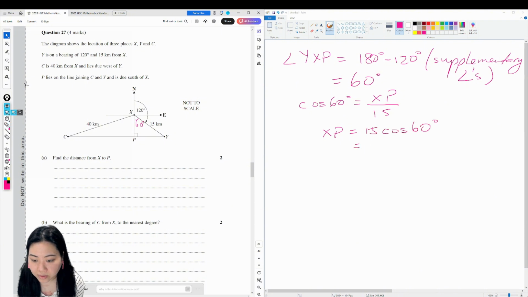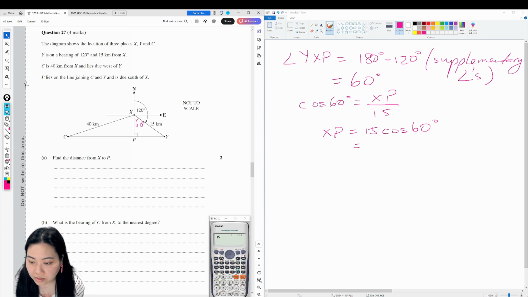Let's find out what that is on our calculator. 15 cos 60. Make sure calculator is in degrees. You can see that little d over there. That means you're in degrees. It is 7.5 kilometers. That was worth 2 marks.